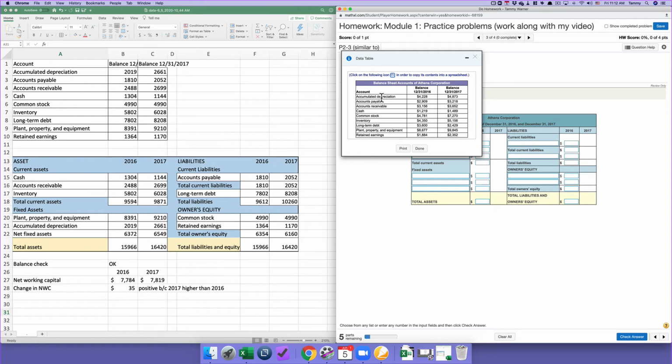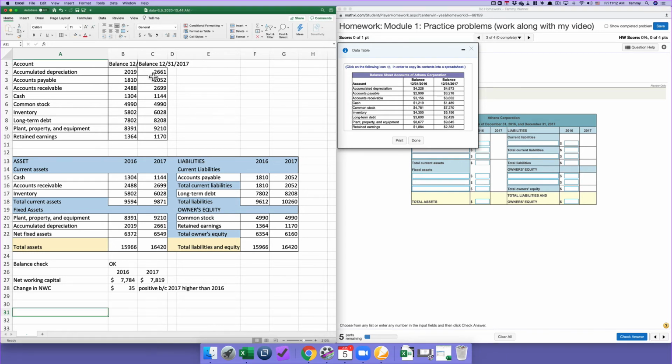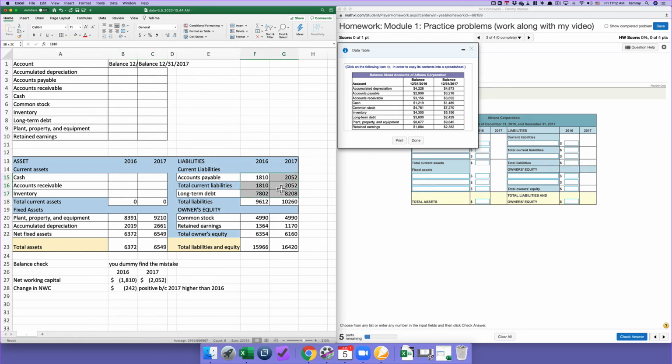And so what you can do is look and just kind of eyeball whether these accounts that they initially set you up with are the same. So we've got accumulated depreciation, accounts payable, receivable, cash, stock, inventory, long-term debt, PP&E, and retained earnings. So they are, in fact, the same accounts. So here's what you can do. All right, let's empty these all out, just clear them, and empty all these actual accounts out, right? But leave the calculations in place because everything was calculated, right?